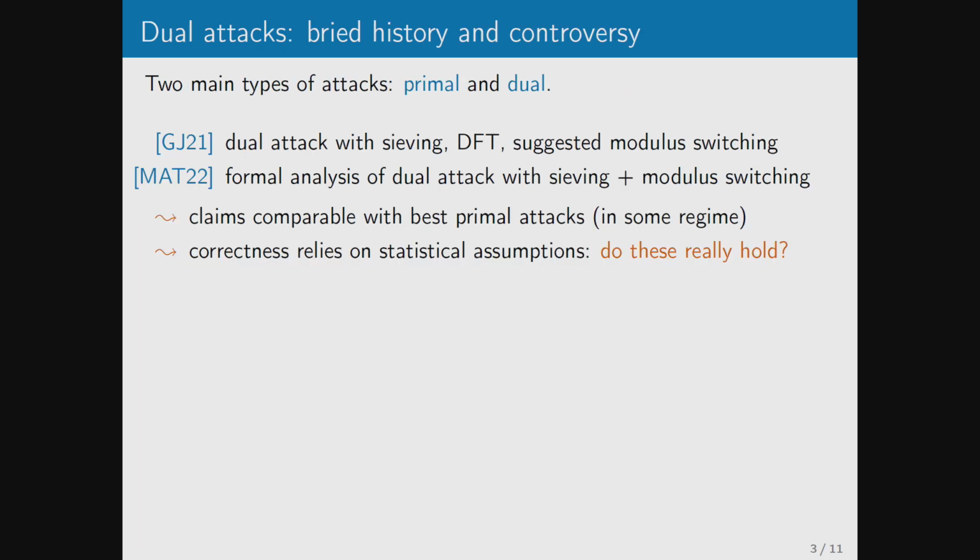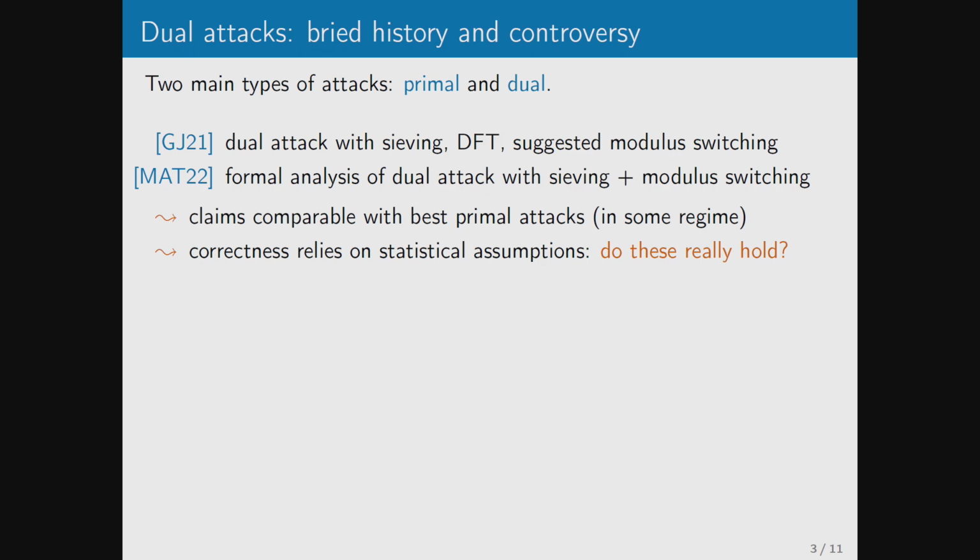The motivation for this work is a controversy that happened recently about dual attacks, and I'll try to explain briefly what it's about. I don't want to do the full history of dual attacks, so the two most relevant papers are this 2021 paper by Guo and Johansson, where they describe a dual attack that produces many short vectors with sieving, and they also use this discrete Fourier transform trick to massively improve the complexity, and they suggested this modulus switching technique that could be used to get a really efficient attack.